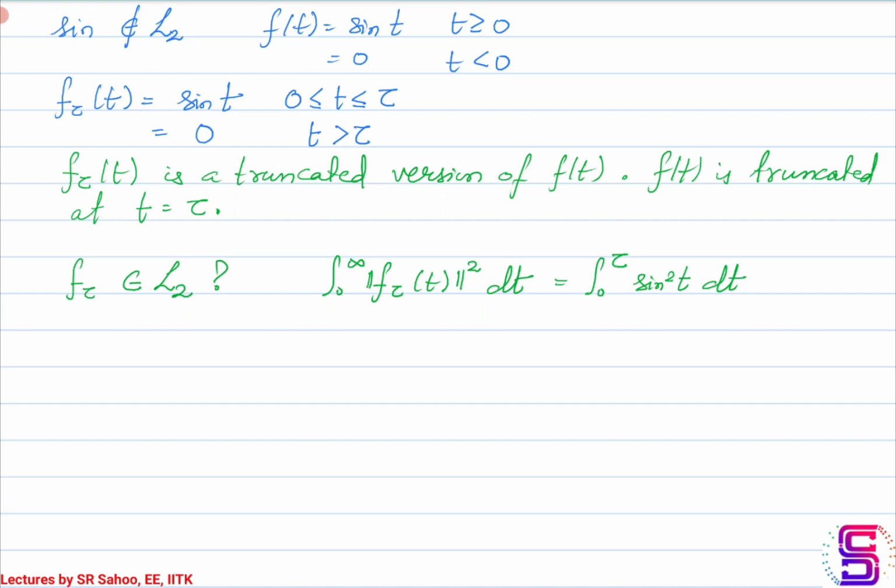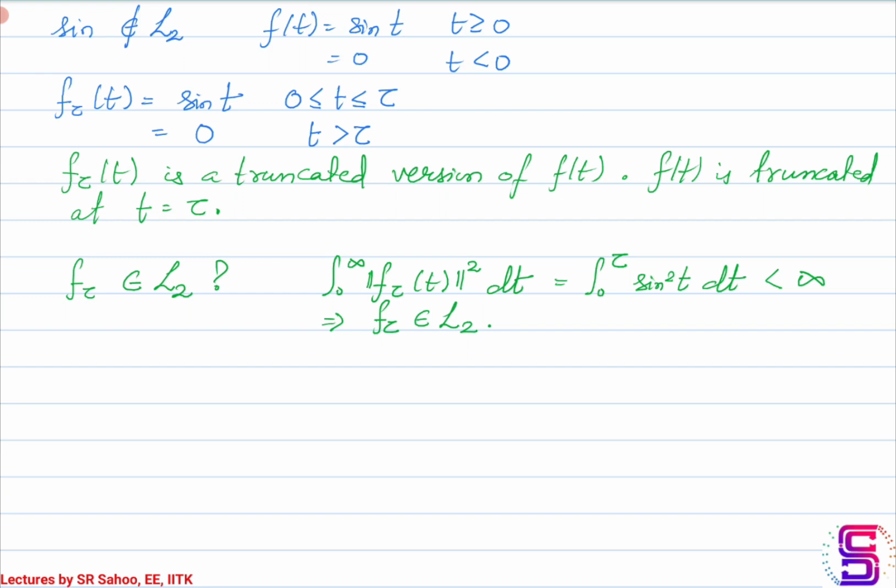Now over this finite interval, the integration of sine square t dt, the area under the sine square t curve, is going to be finite. So of course this is going to be less than infinity. This implies that f tau belongs to L2. The original signal was not in L2, but if the signal is truncated to remain over a finite interval, then the truncated signal is in L2.